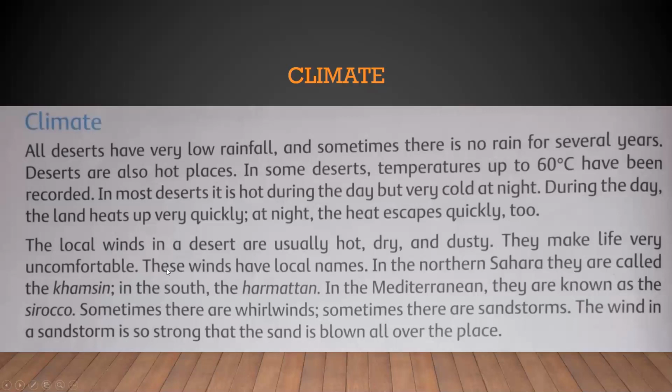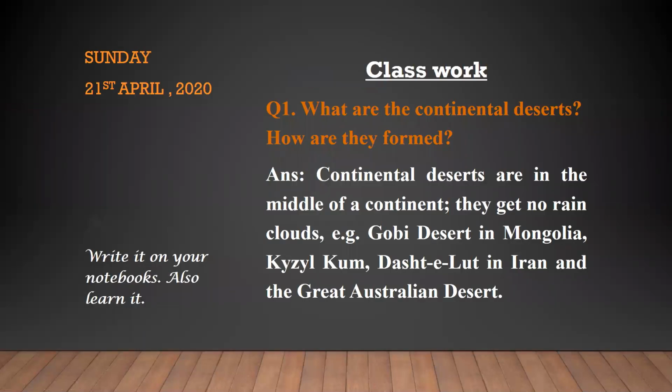At the end of this class, we will do question answers, which are relating to our subject. What are the continental deserts? How are they formed? We have discussed continental deserts are in the middle of a continent. They get no rain clouds. The examples are Gobi Desert in Mongolia, Kyzyl Kum, Dashtalut in Iran, and the Great Australian Desert. These are examples of continental desert. What you have to do is write it in your notebook very neat and clean, and also learn it.